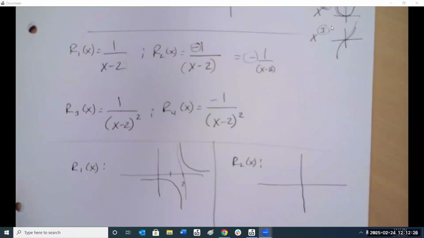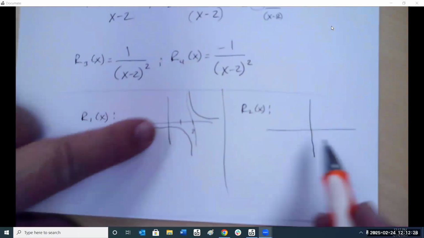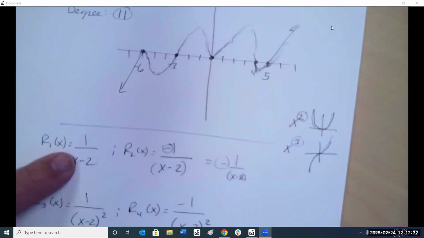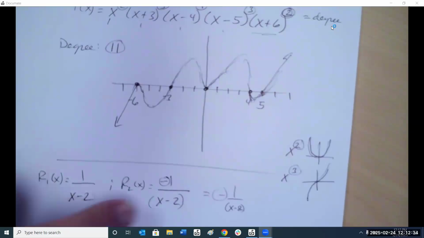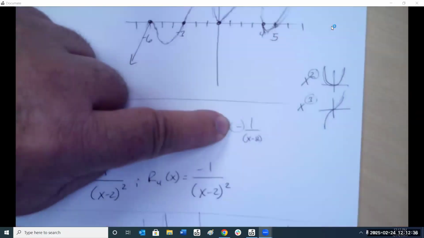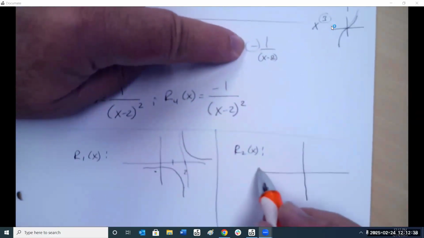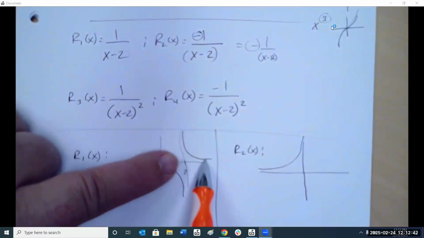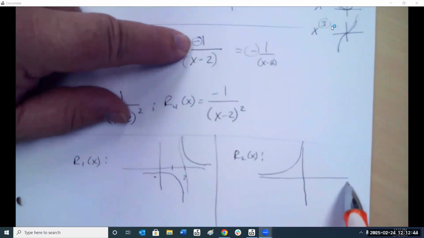The x-axis. Since all these are negative, and I change the sign of them, they now become positive. If all these are positive on this side, and I change the sign, they're now negative.